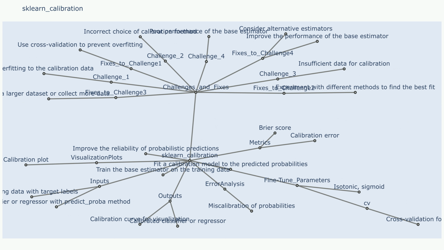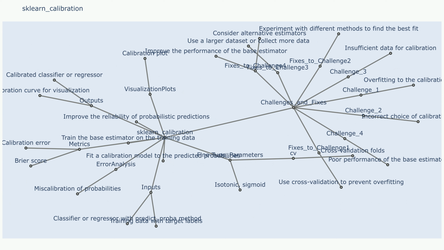Steps. Step 1. The first step involves obtaining predictions from the original model on the calibration dataset. The model generates predicted probabilities for each data point in the dataset.